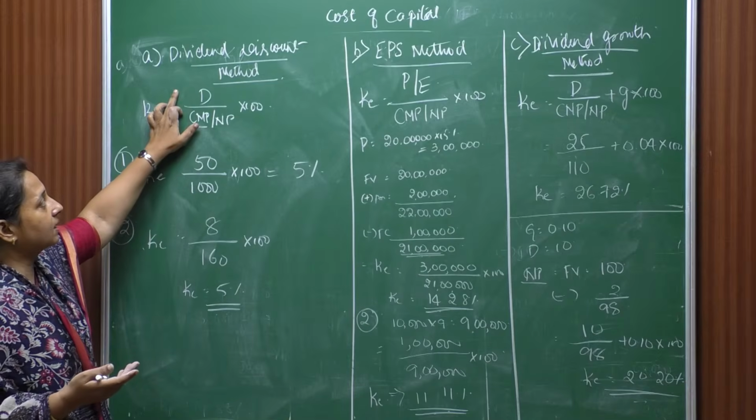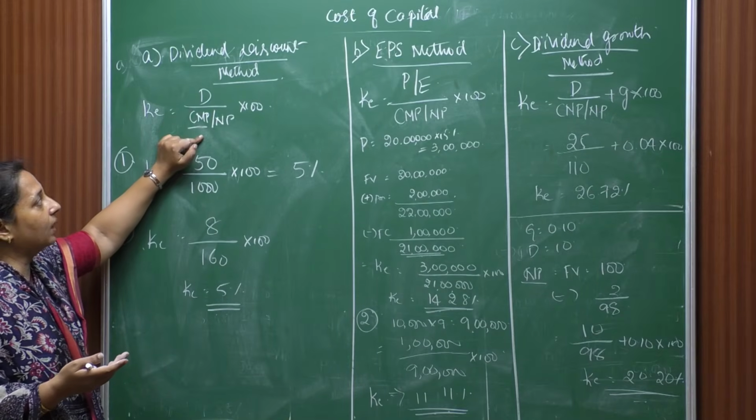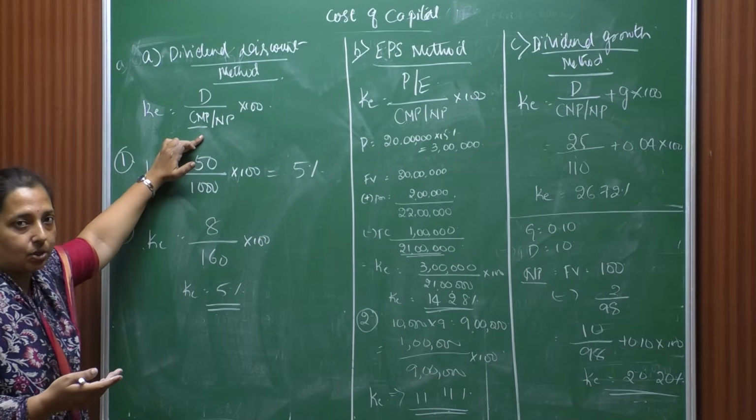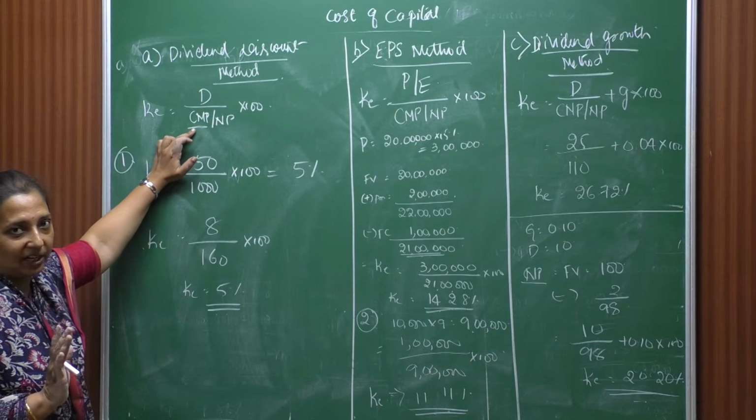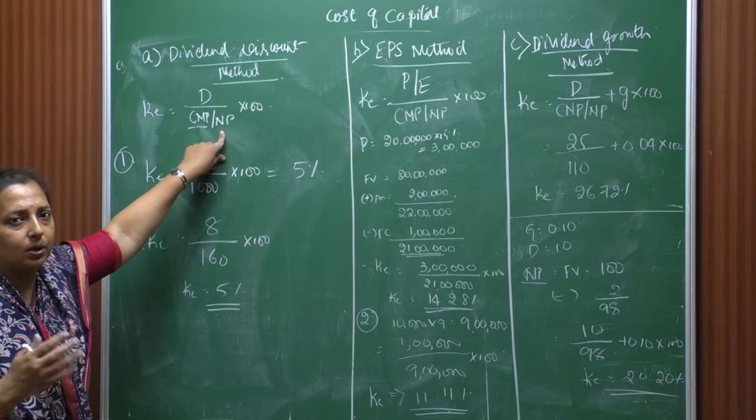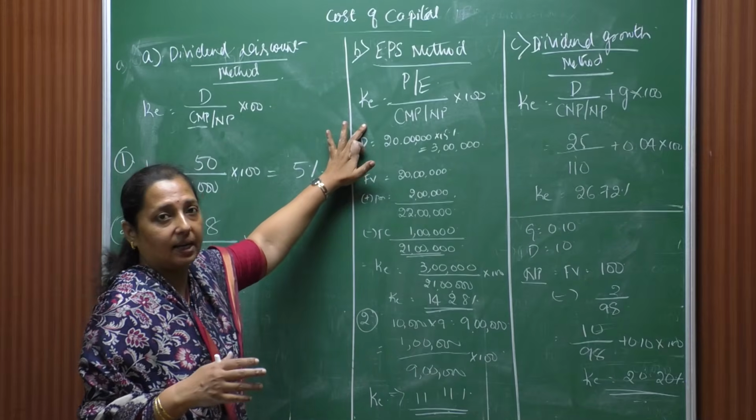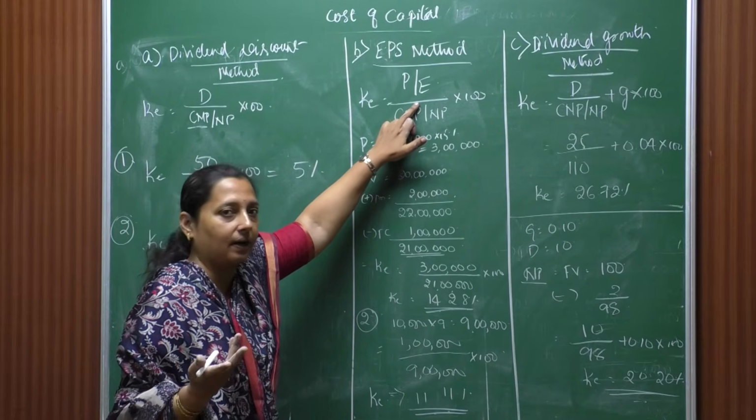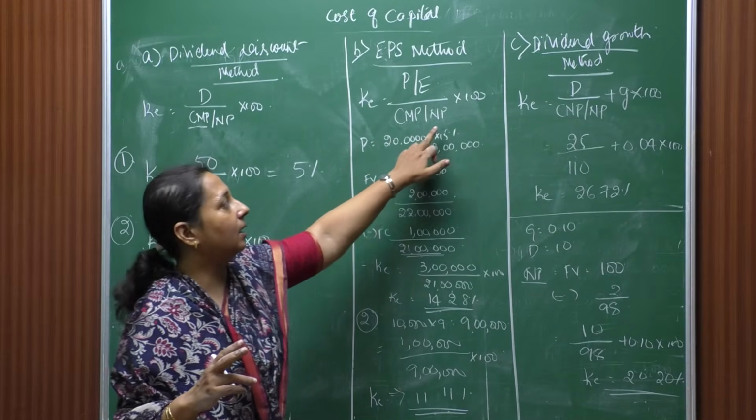When I call it dividend discount method, dividend is the major component. CMP stands for current market price. Since the equity share is being traded in the stock exchange, the current market price will be considered instead of face value. When it comes to NP, net proceeds, the procedure is the same, whether it is issued at par, premium or a discount. And when it comes to the earning price method, P stands for profit, E stands for earnings, profit or earnings, anything can be called, divided by CMP, current market price or net proceeds.